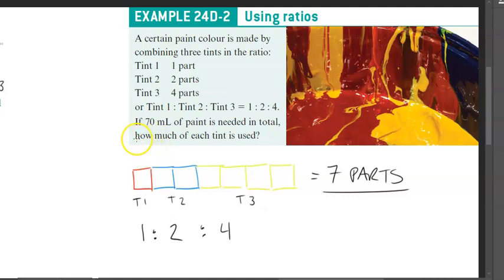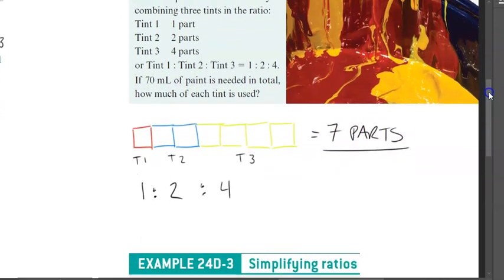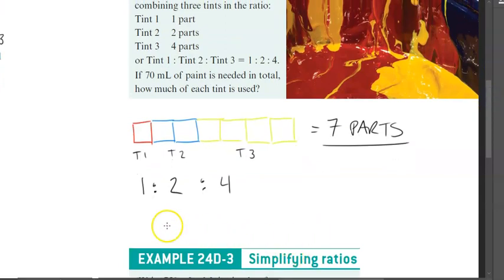And so what the question is asking for: if 70 mils of paint is needed in total, how much of each tint is used? How much do we need of each tint? So obviously we need a certain amount of this, a certain amount of this, and a certain amount of this, that when we combine it all up will give us 70 mil. And if you haven't clued onto it yet, we know that it has to do with these 7 parts. So how do we tackle this type of question?